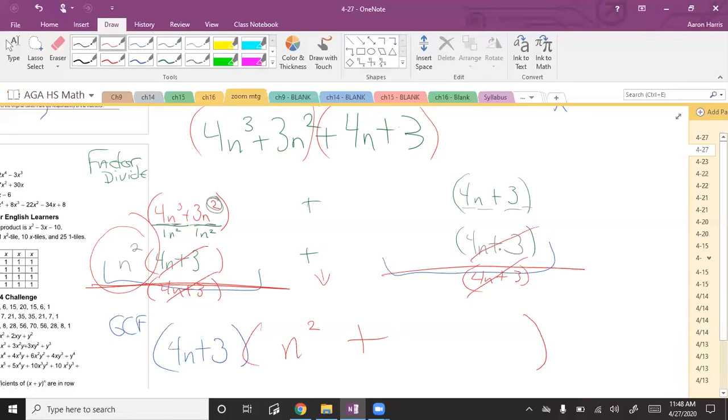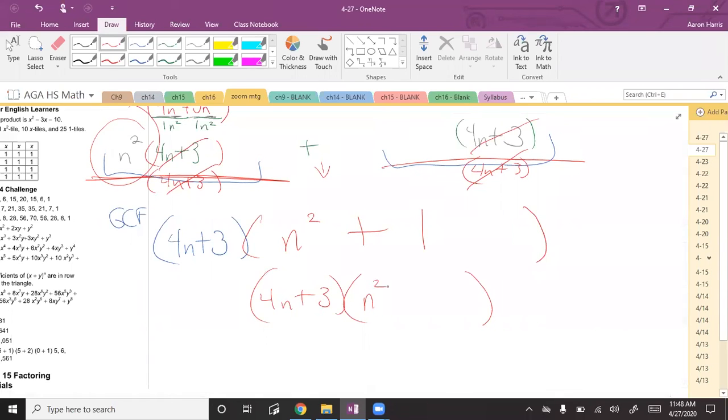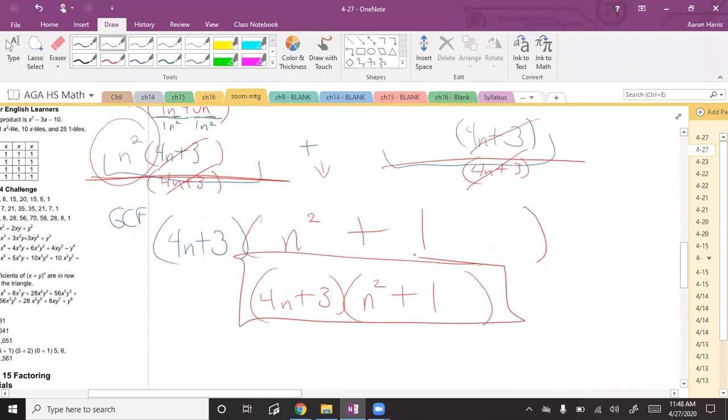What is 5 divided by 5? 1. So anything divided by itself is always what? 1. Does that make sense? Mm-hmm. So your answer is 4n plus 3 times what? N squared. Keep going. Plus 1. Great job. Does that make sense? Yeah.